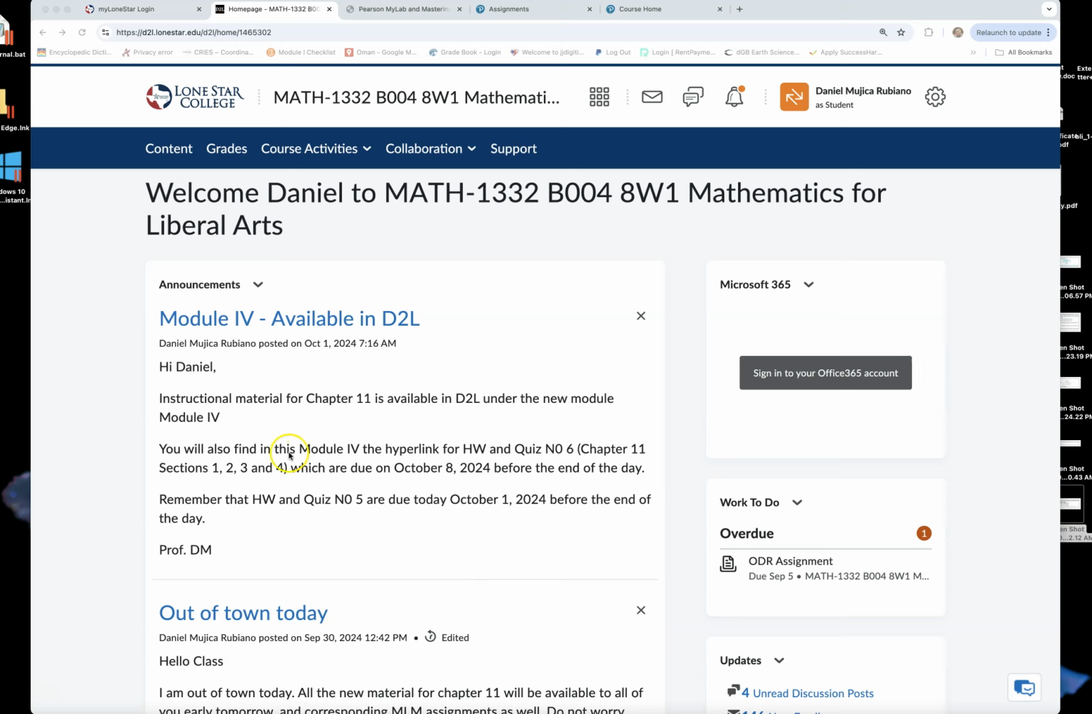Okay, we have a new module, module number 4, that will comprise all the instructional material for chapter 11 and chapter 12. Chapter 11 is about probabilities. Chapter 12 is a little bit about statistics.